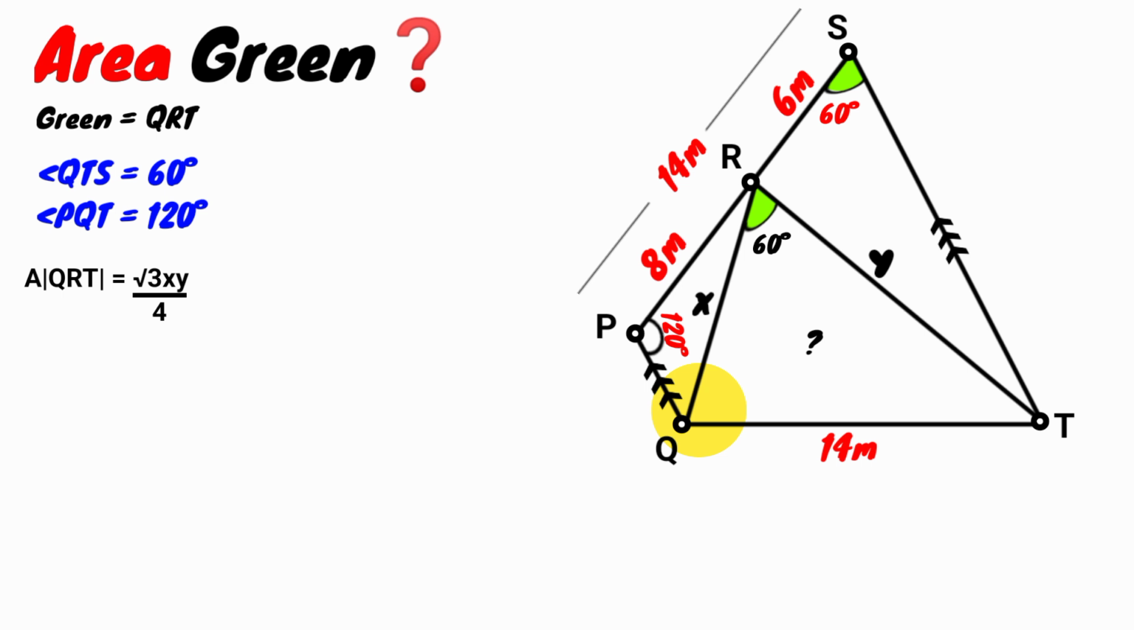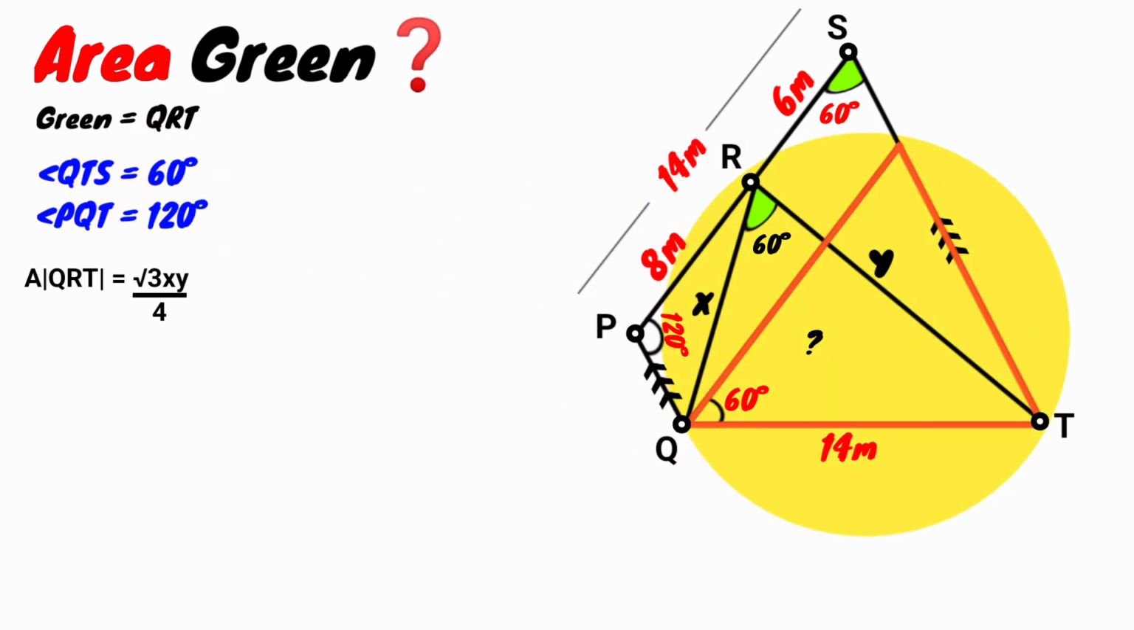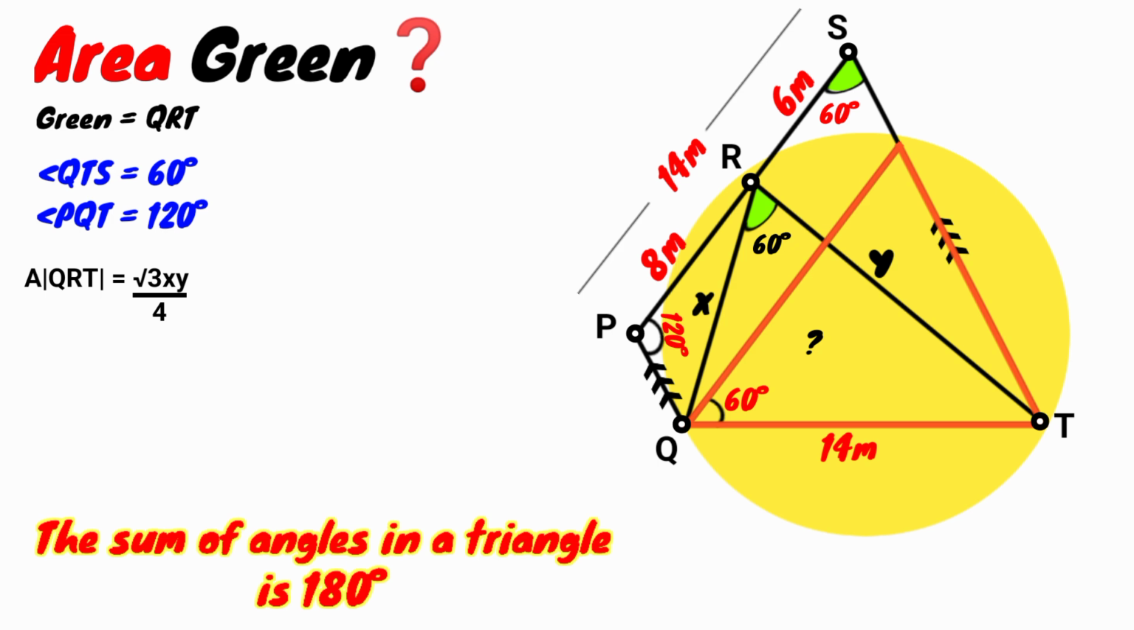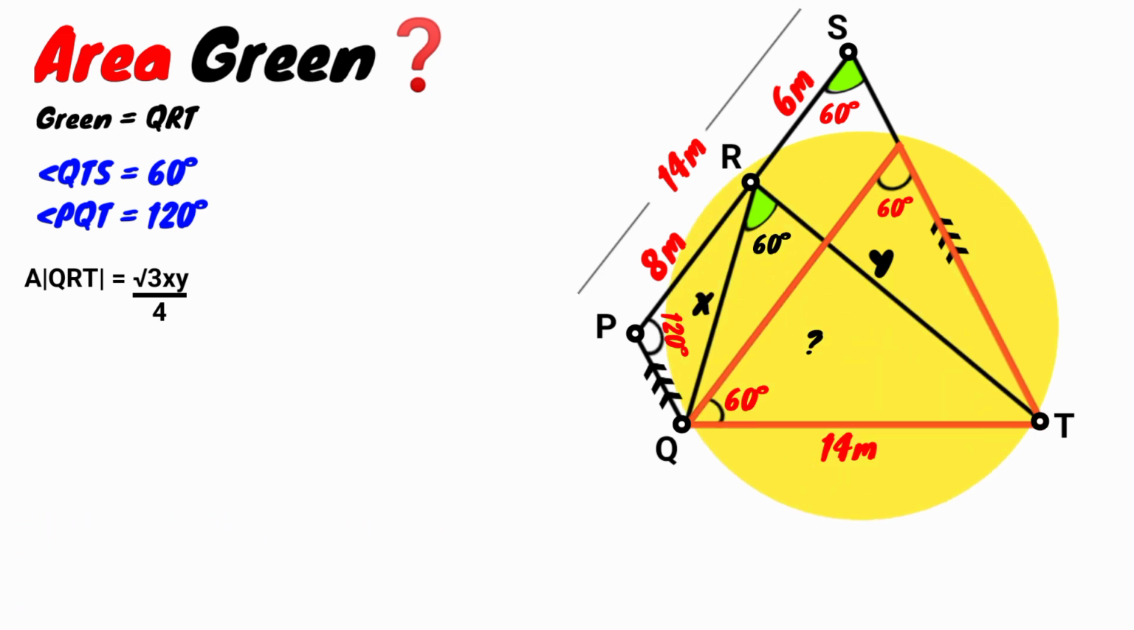From this vertex Q, construct a line which will be at an angle 60 degrees with this side to this line. Recall this angle, we have its value here to be 60 degrees as well. So to this triangle, since two of its angles are 60 degrees each, based on the rule that the summation of angles in a triangle is 180 degrees, this angle must be 180 degrees minus 60 degrees minus 60 degrees, which is 60 degrees.